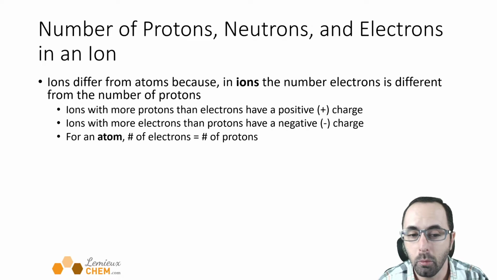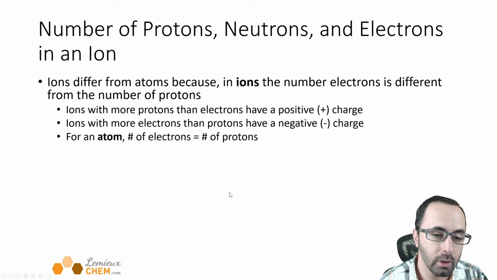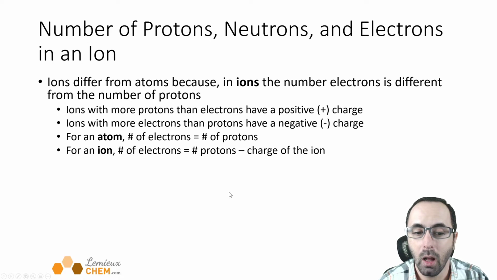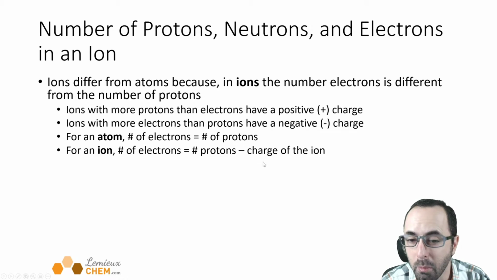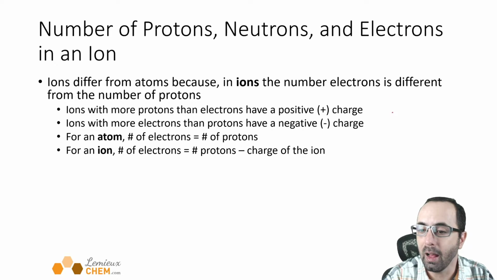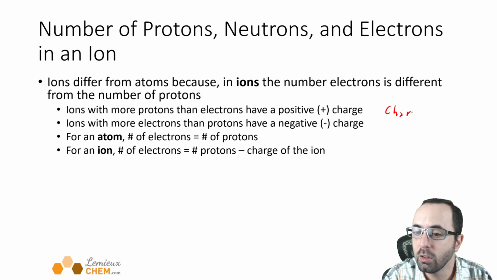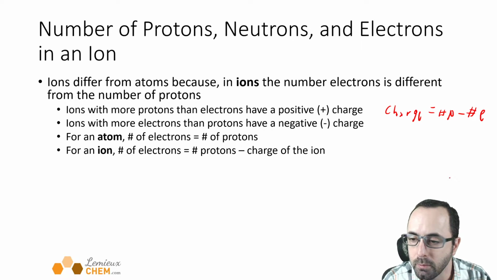For an atom, the number of electrons equals the number of protons. That's what makes it an atom. But for an ion, the number of electrons is going to be the protons minus the charge of the ion. So we had that on the last slide. We saw that the charge was the number of protons minus the number of electrons here.